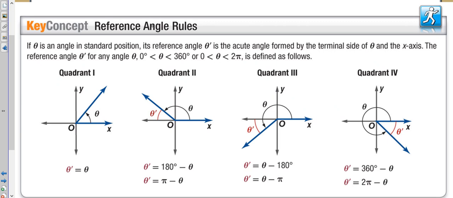Let's look at a reference angle. Remember, the reference angle is an angle that connects to the x-axis from the origin. This is a reference angle. This right here is the reference angle, not the black, this red. It always connects straight to the x-axis.